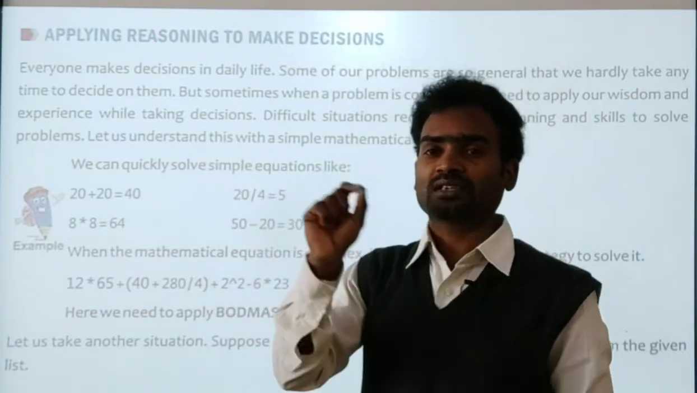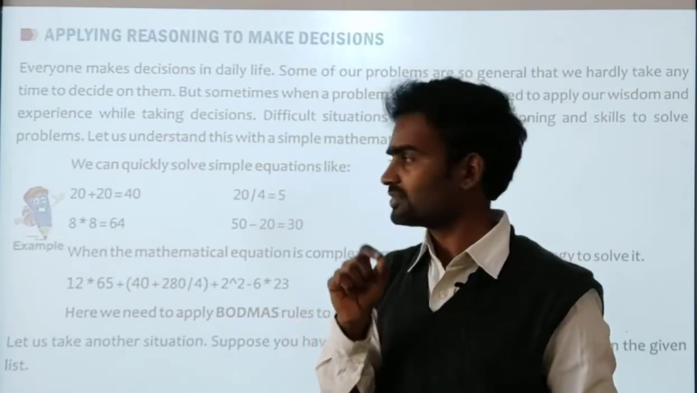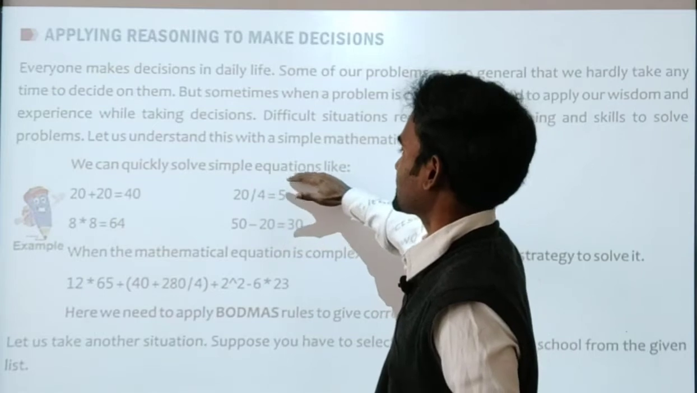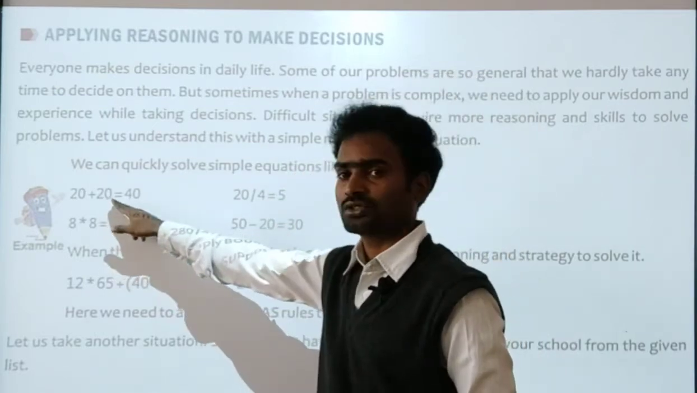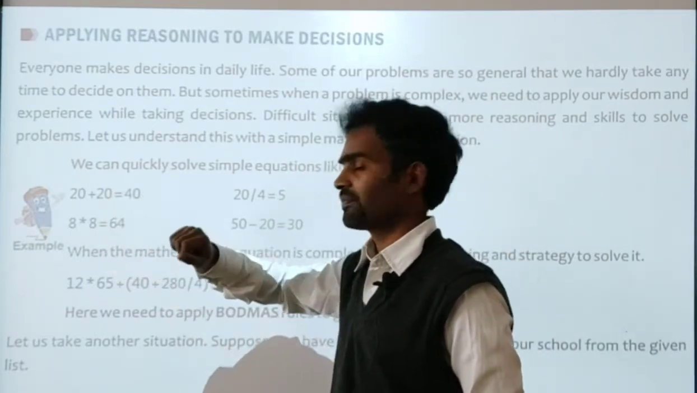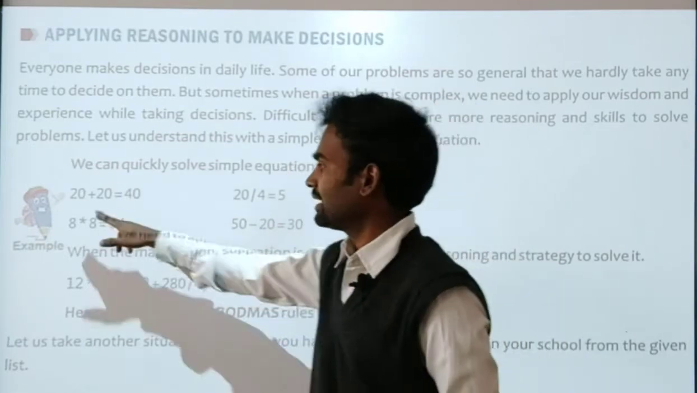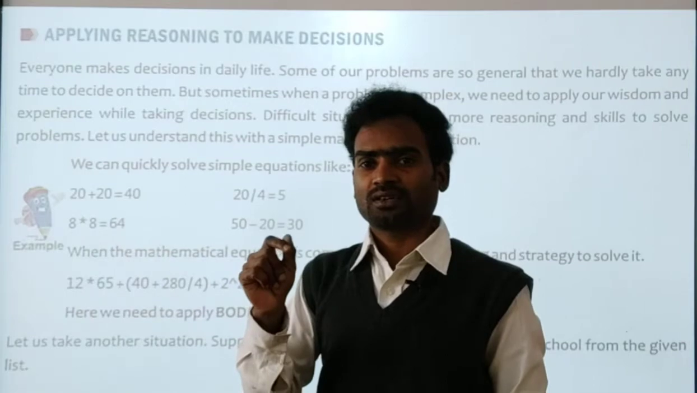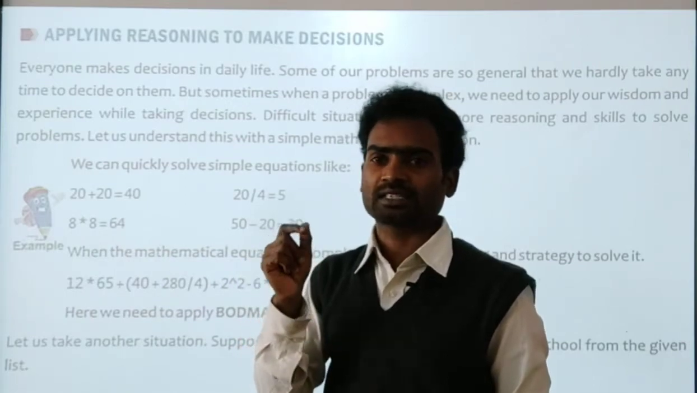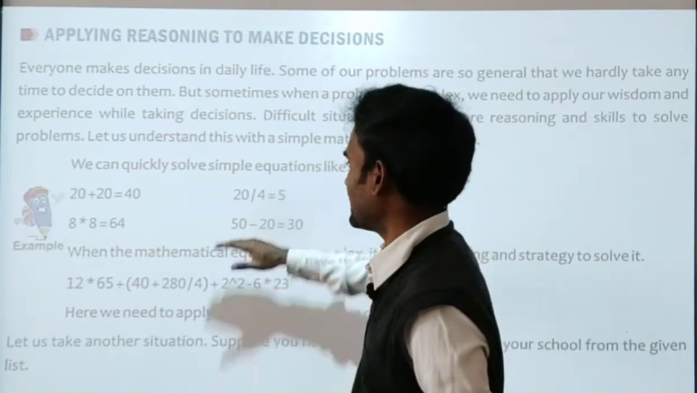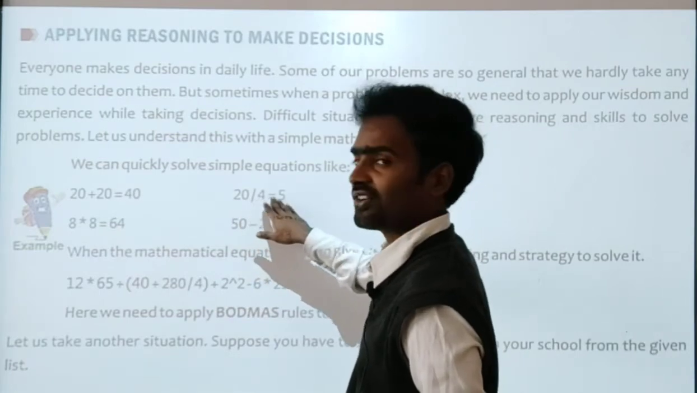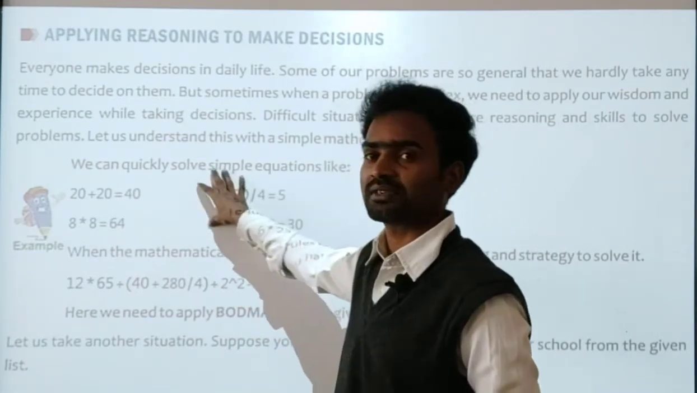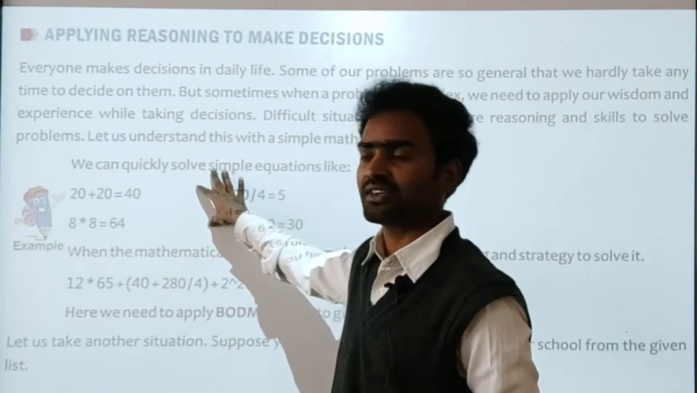In computers also we have some reasoning, right? So we can quickly solve some simple equations, like 20 plus 20 is 40. That we can easily do. And 8 into 8 is 64. We can take the decision within no time. Maybe we can say the answer. And 20 divided by 4 is 5, and 50 minus 20 is 30. So this is very simple and we can finish very fast.